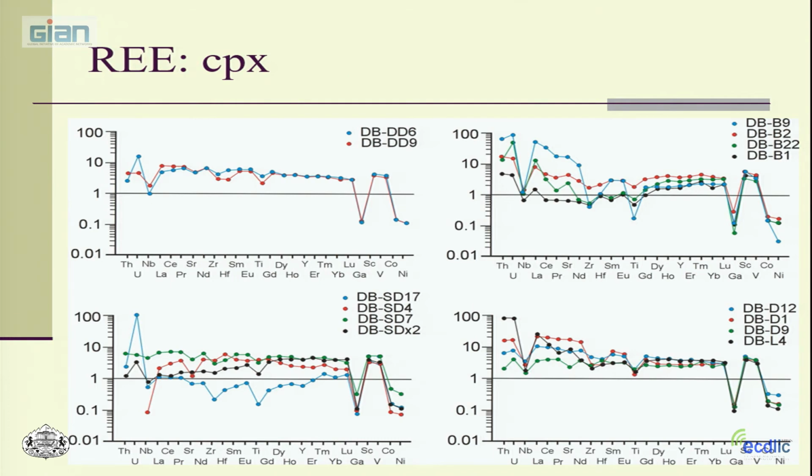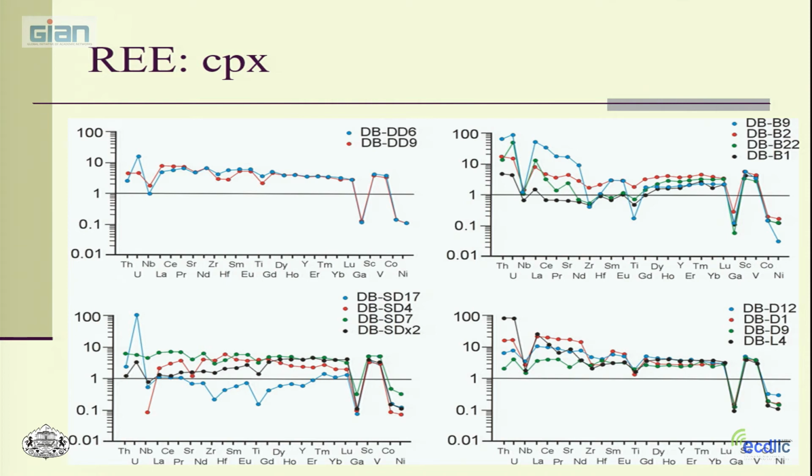This is the data for the chrome diopside, and in fact you can see the xenoliths show a population from four different regions. This is from one locality called Dinodar Dongar. This is Saila Devi. This is coming from Dhruvia, and this is coming from Bhujia. So the xenoliths show distinctly different trace element geochemistry.